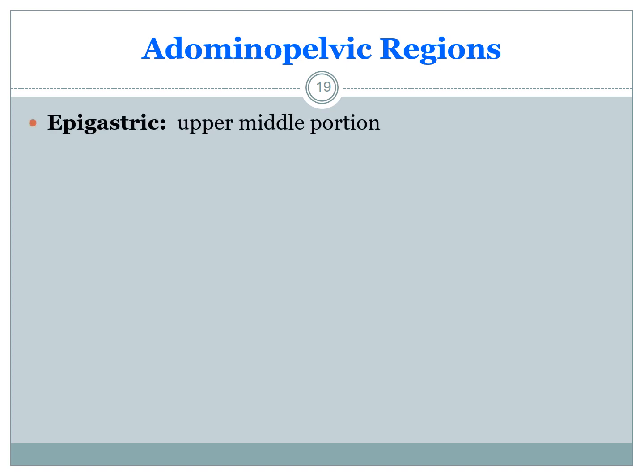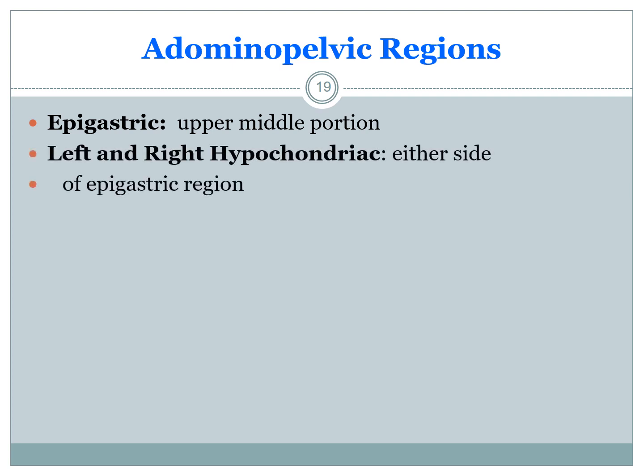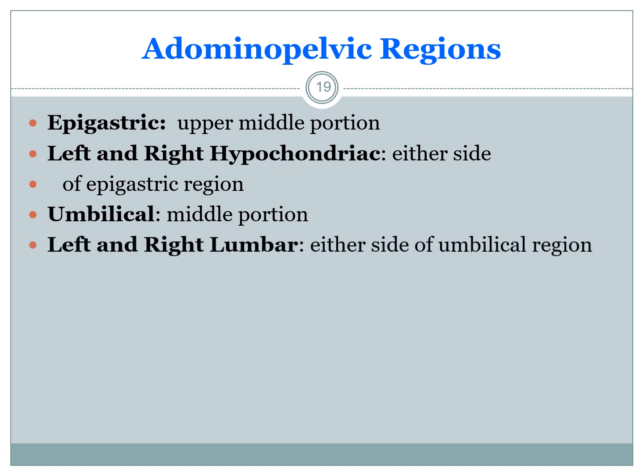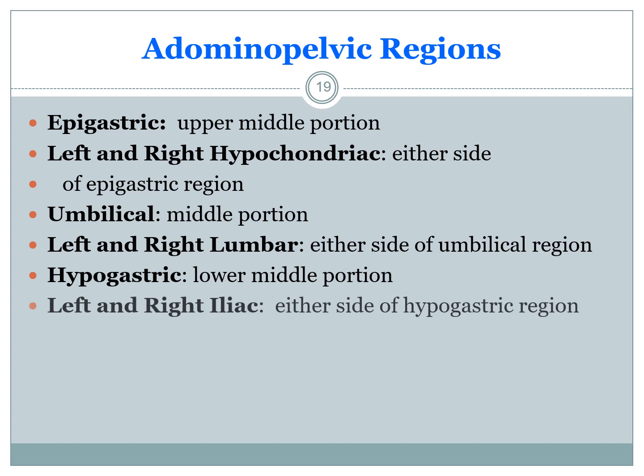Just to summarize these, okay, epigastric, upper middle, with the right and left hypochondriac on either side of epigastric. Umbilical, the middle region. Right and left lumbar, either side of the umbilical. Hypogastric, lower middle. On either side of that, the right and left iliac.